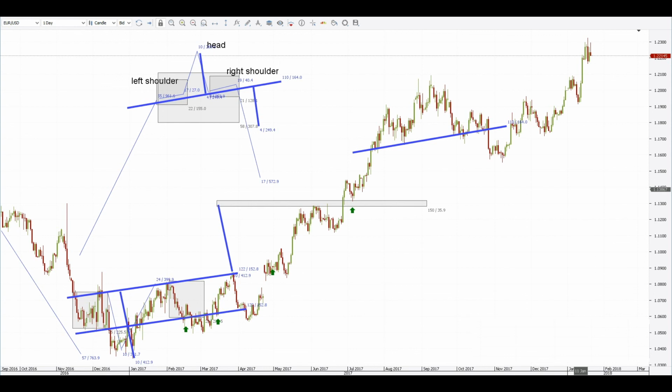As a rule of thumb, write it down: the uglier the head and shoulders is, like here, the more accurate the pattern will be. In the sense that if you have a beautiful head and shoulders or a potential head and shoulders like this one, everyone will notice it, and eventually the market will go and invalidate the pattern.